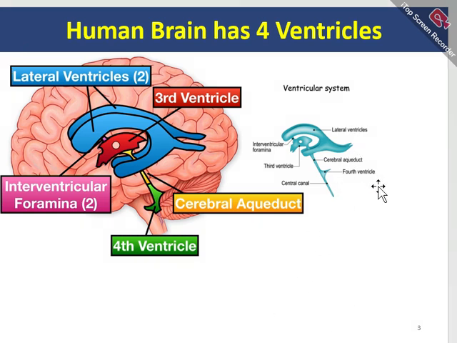So this diagram on the right side is shown to give you an idea about the connection of the ventricular systems. There are lateral ventricles, then there is a third ventricle, then the cerebral aqueduct, and then the fourth ventricle. And then this central canal is moving in the middle of the spinal cord towards the end of the spinal cord.